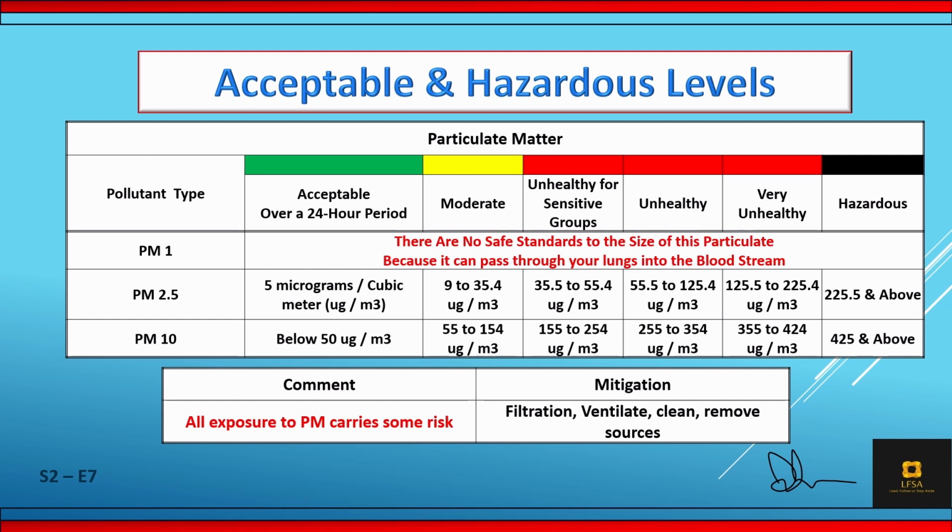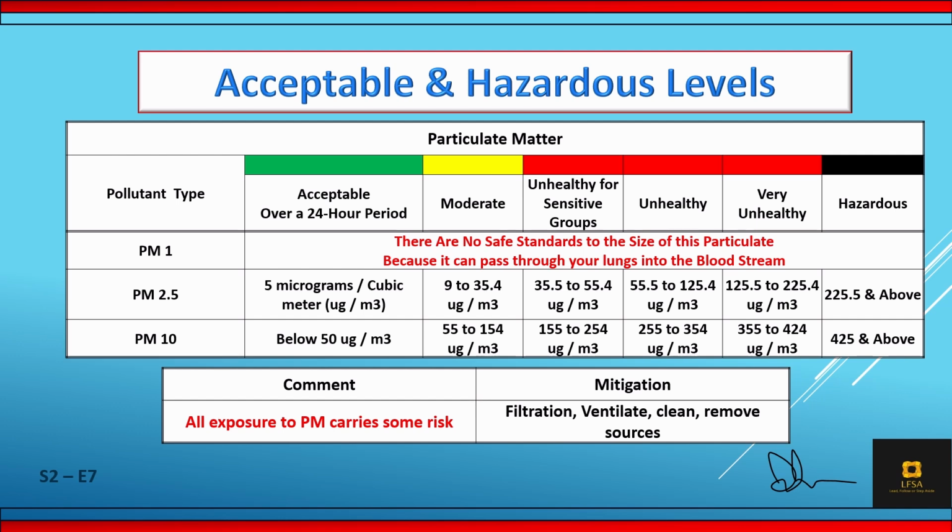And 4, last but not least, there are no acceptable or safe standards established for PM1, because PM1 can pass right through the lungs, entering the bloodstream, and then travel elsewhere in the body to accumulate in organs. The mitigation of PM is removing the source, filtration, and ventilation.